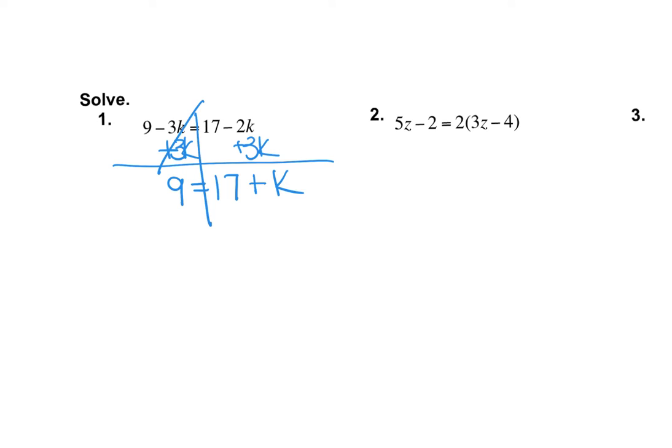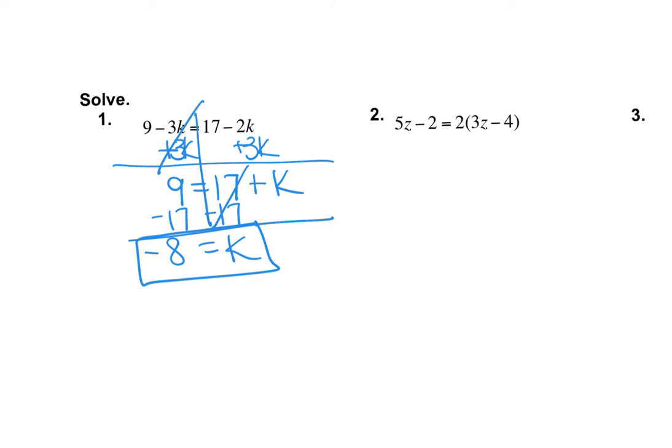All right, so now I've got my variables to one side, and now let's undo and bring together the numbers without the variables. So I'm going to subtract 17 on both sides, and I'll have negative 8 is equal to k. And now you've all finished. If you want to, you can plug in your negative 8 on the top to make sure that everything equals. We're not going to take the time to do that now though.